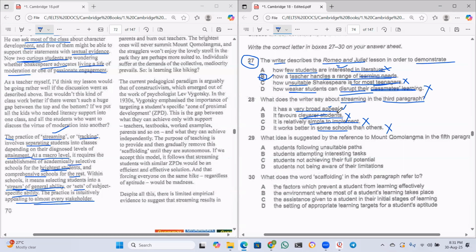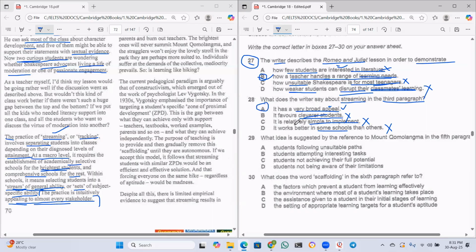It has a very broad appeal. When I read A itself, I understood, because look, read the last sentence: the practice is intuitively appealing to almost every stakeholder. Appeal is the keyword. Here it said appealing to almost every stakeholder. I mean, it has a very broad appeal. Very broad, yes. I think A is the right answer.